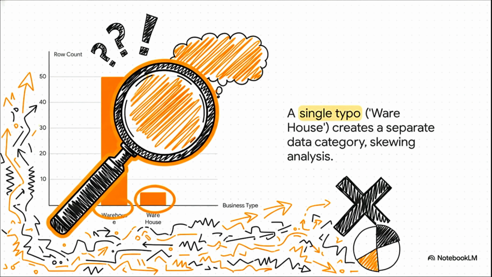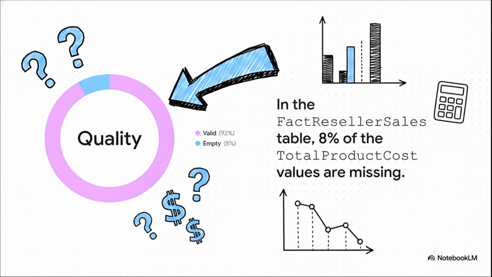When we profile this column, we see two totally separate bars, one for warehouse and another for warehouse. It's so obviously a typo to us, but the computer sees them as two completely different things. In this case, just 5 rows are misspelled. It might seem small, but trust me, this one little flaw could quietly poison our entire analysis if we didn't catch it.